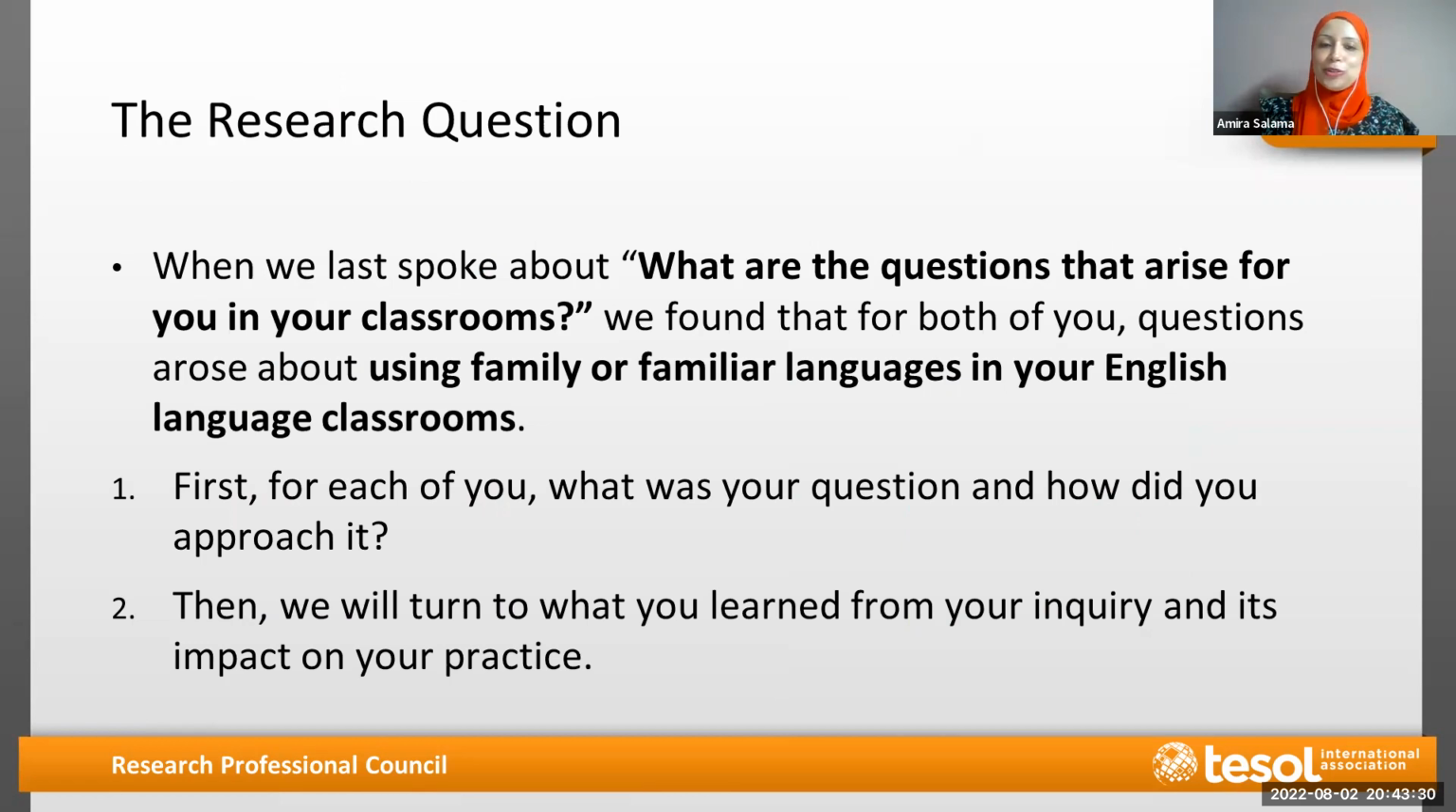The first question we are going to ask relates to the research, since Musa and Ruth have both conducted research about using familiar languages in their English language classrooms. Both conducted the research with this focus. So I would like to ask maybe Musa first, to tell us about his research question and how he approached his data. Yes, Musa?